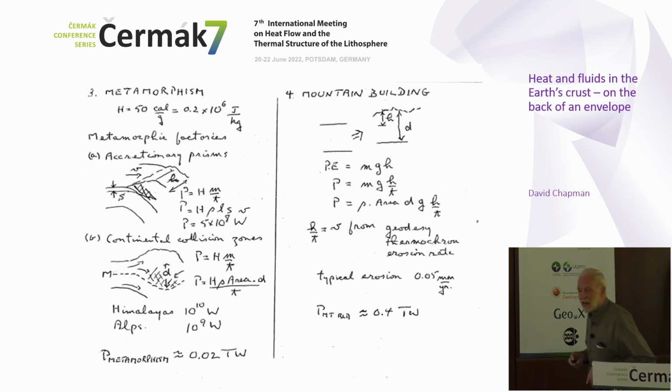Metamorphism, that's an endothermic reaction. So it takes 50 calories or 0.2 megajoules per kilogram of rock that you metamorphose. So all you have to do is say, where are the metamorphic factories? And they're in accretionary prisms, and they're in continental collision zones. And if you put the numbers in here, you also get about 0.02 terawatts.